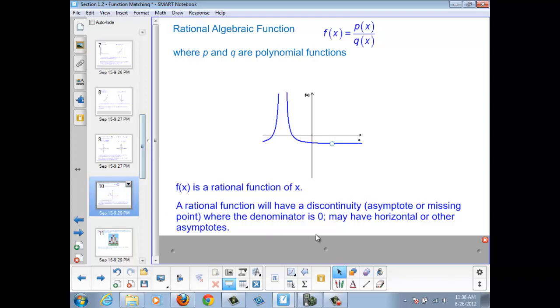Alright, so that's the end of our basic function analysis.